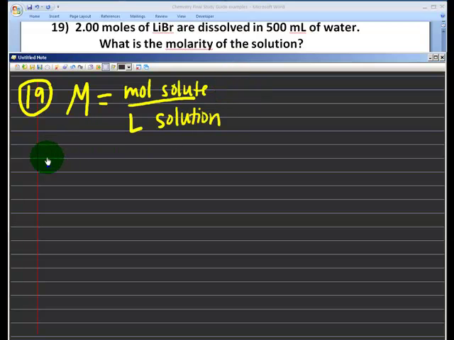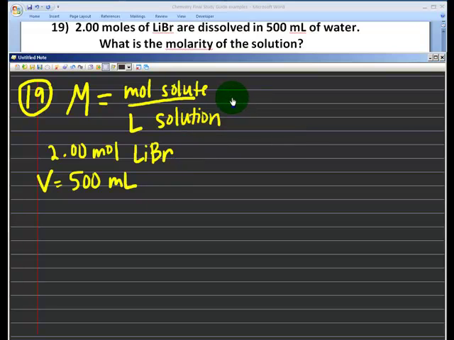So the problem gives you 2.00 moles of lithium bromide. And it's dissolved in a volume of 500 milliliters. So the volume equals 500 milliliters of water. So we already know what our moles of solute is. That's 2 moles. So up here I'm going to write equal to 2.00 moles. But our volume here is in milliliters, and we know we need liters, so we want to change this to liters of solution.